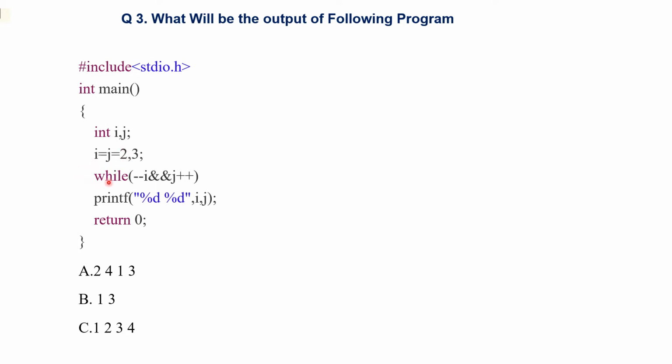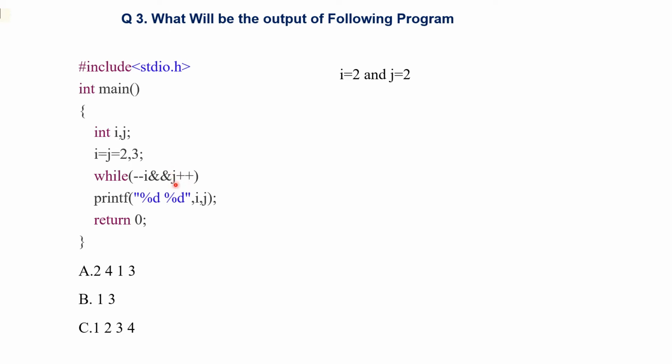So the next statement here is the while statement, where the condition here is --I && j++, and here in the loop only a single statement is there. So let us see what output this loop will generate. So here in this program, firstly I equals to 2 and j is equal to 2. So hence while first time executing the while loop, the condition now becomes --I. So value of I will be decremented with this --I. So hence value of I becomes 1.